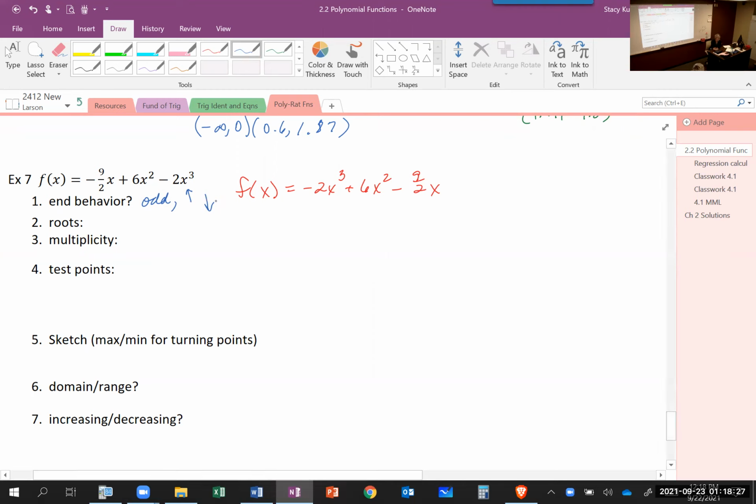Now, what do we want to do? Find the roots. How do I do that? I'm going to set it equal to 0, and I'm going to solve. So I would have this thing equal to 0. Well, there's a fraction here, so let's factor that fraction out. I'm going to factor out a negative 1/2 x.